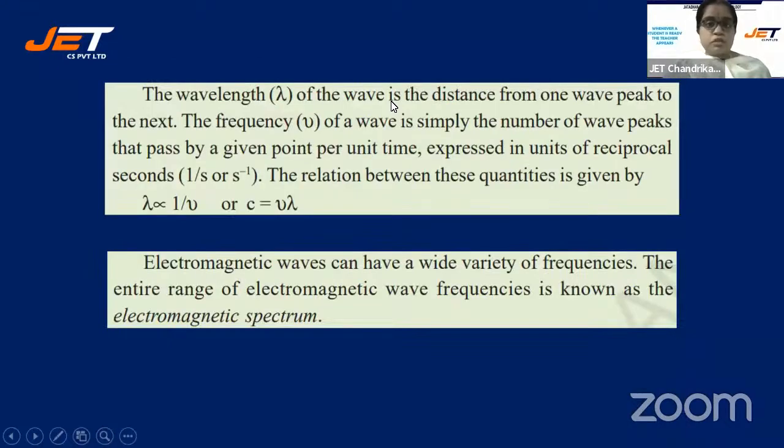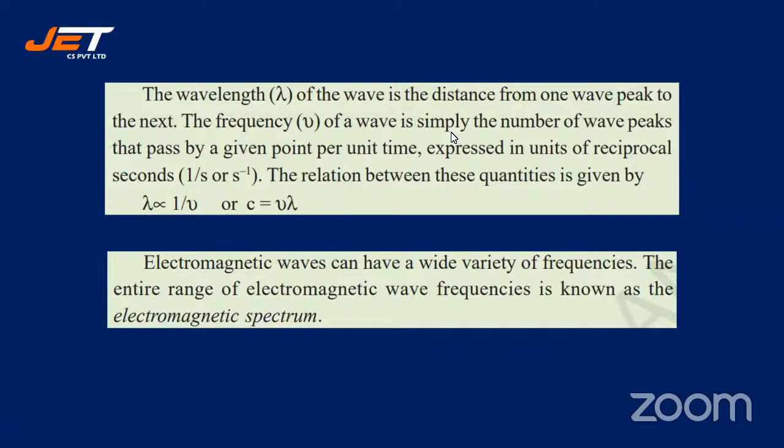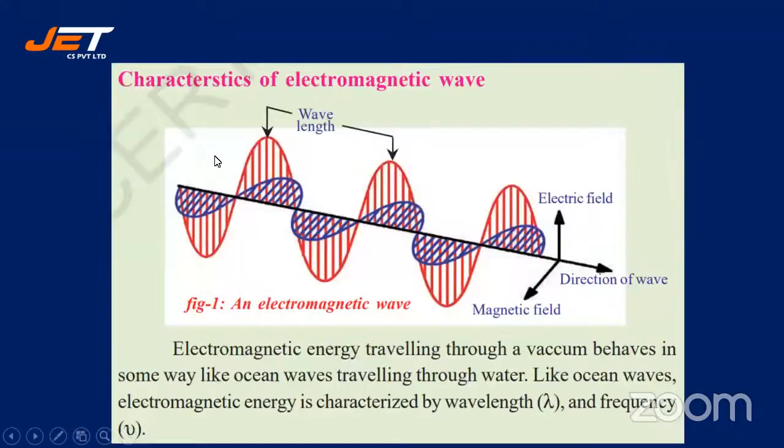The wavelength lambda of the wave is the distance from one peak to the next. Students, please don't chat in the chat section. So the wavelength of the wave is the distance from one peak to the next, as we have seen before. From one peak to another peak, it is the wavelength.